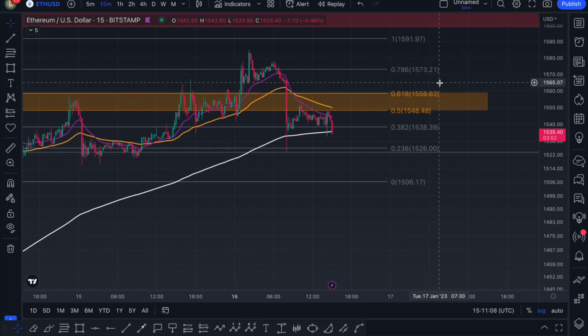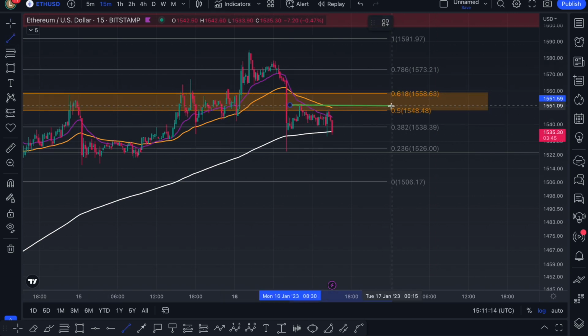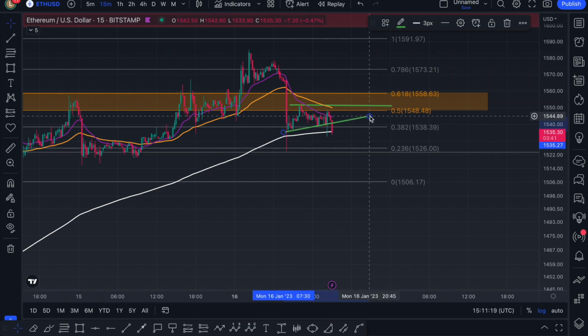1,558, multiple 15-minute candle closes above this. We're not seeing that currently. However, there could be that ascending triangle forming, with this being your neckline and this over here being the ascending support, which it looks like at the moment you've fallen out of. You still have 3 minutes and a half. This could be up here in 3 minutes and a half.